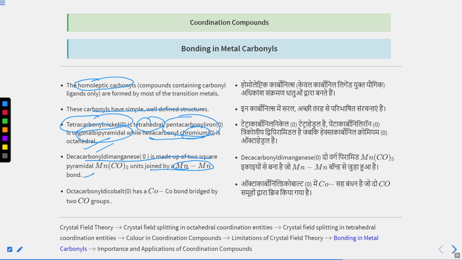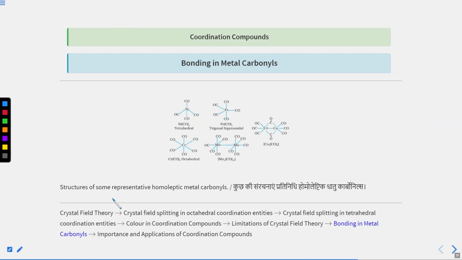So you should remember this also. There are 4 to 5 examples of carbonyl compounds. You should try to remember the shape of each. Next is octacarbonyl dicobalt, that is built with a bridge of 2 carbonyl groups. Okay. So this is the structure of all of this. This is homoleptic nickel carbonyl, then Fe(CO)5. This CO is bridging between these two. Okay. Here in this case, you have 2 trigonal bipyramidal, and this is octahedral.